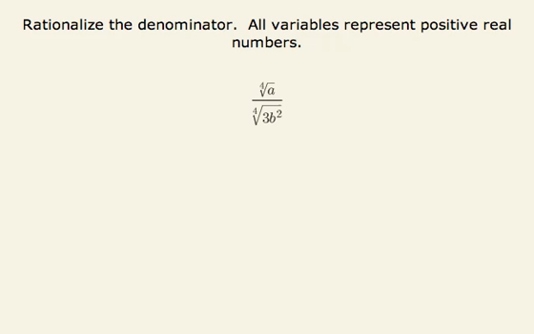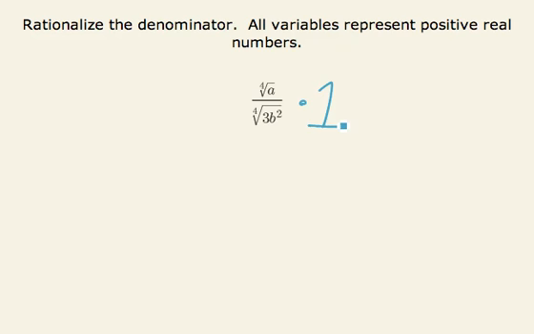Rationalize the denominator, all variables represent positive real numbers. We have here some fourth roots of stuff, right? The fourth root in the denominator is the one that we want to rationalize. We want to get rid of that fourth root. And the way we have for getting rid of fourth roots or square roots or cube roots or any such root is we're going to multiply by 1.